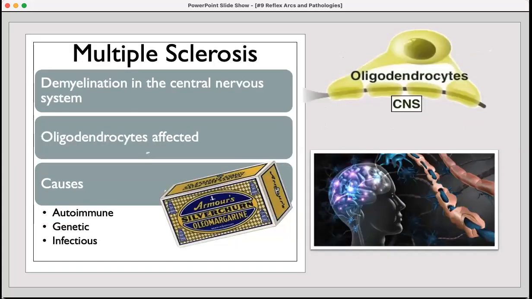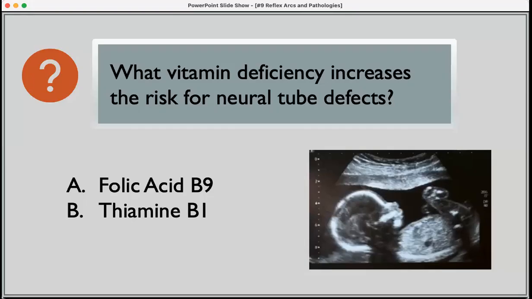Multiple sclerosis, on the other hand, affects centrally. So it affects oligodendrocytes, or the myelination cells within the central nervous system. And the way I remember that is oleomargarine within the brain, oligodendrocytes.